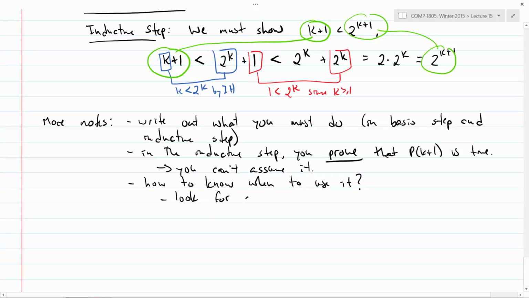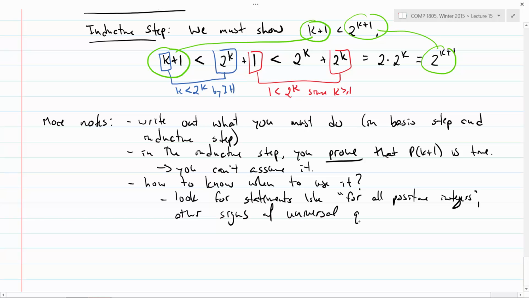So look for statements like "for all positive integers," or sometimes "for all positive integers bigger than 5" or something like that. But the key thing is that it's for infinitely many integers. That's really the hint. Okay? And it's not just that, but in general other signs of universal quantification. Right? That's the hint.